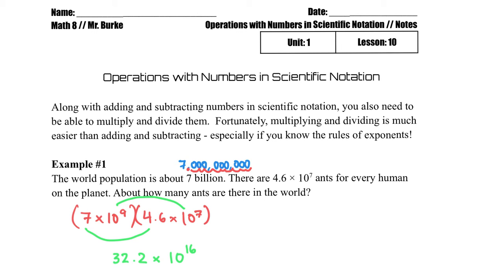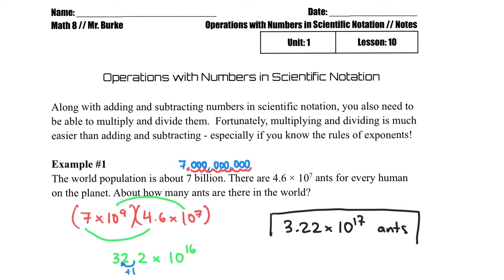Now, as you know, this is not in proper scientific notation. I need to move my decimal one place this way, which is a +1 when we're converting. So my final answer here is going to be 3.22 times 10 to the 17th ants. And that, my friend, is a lot of ants.